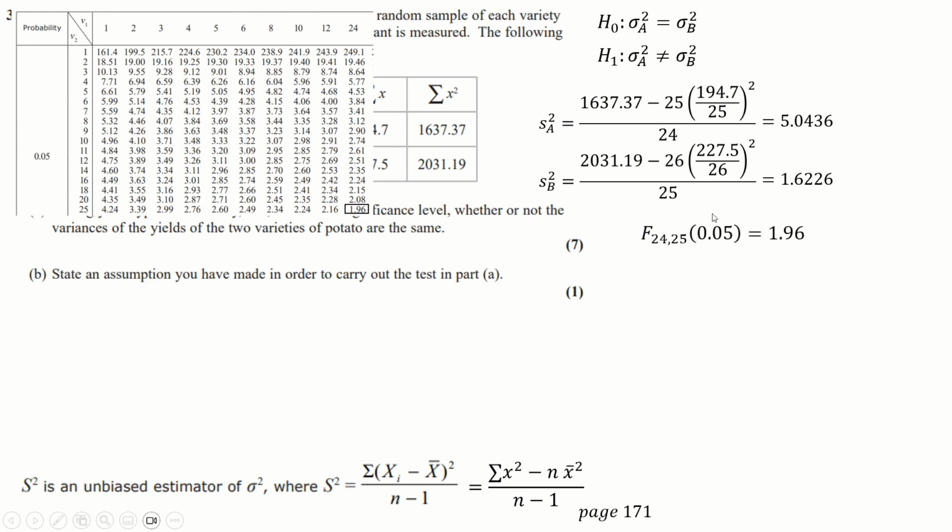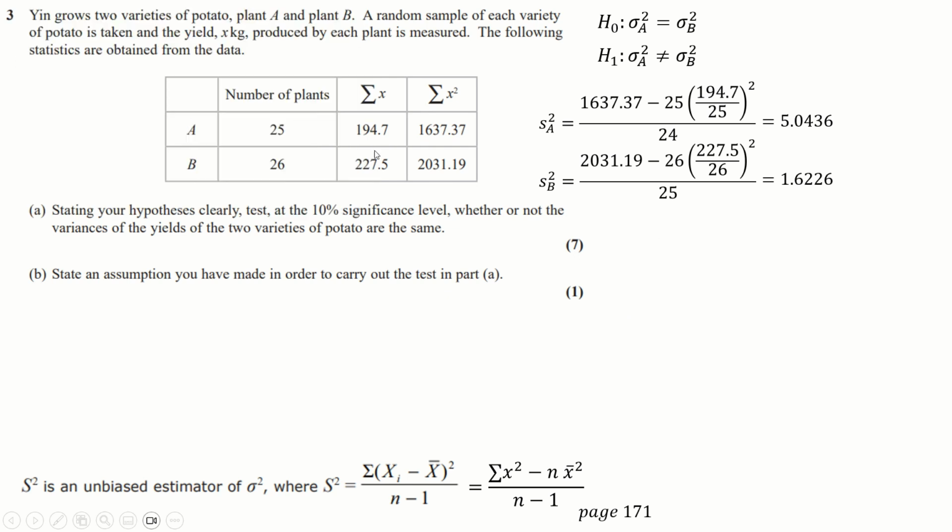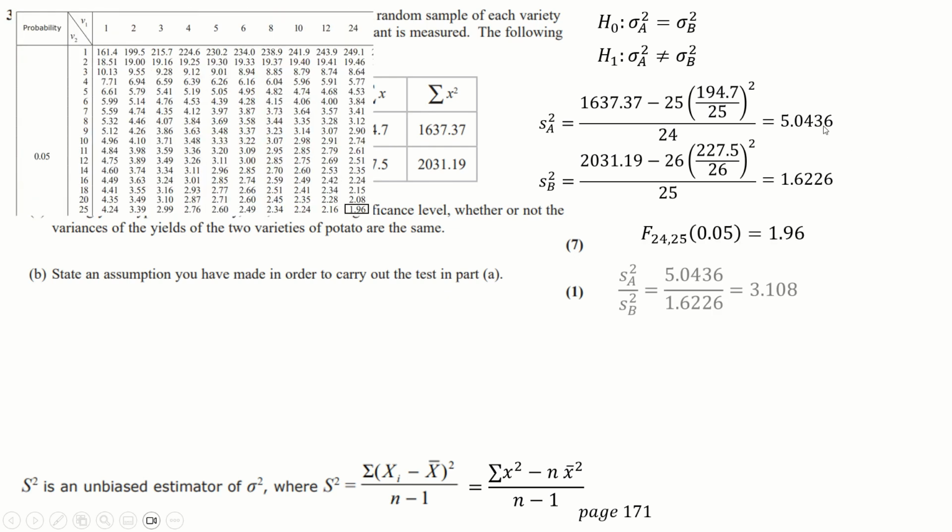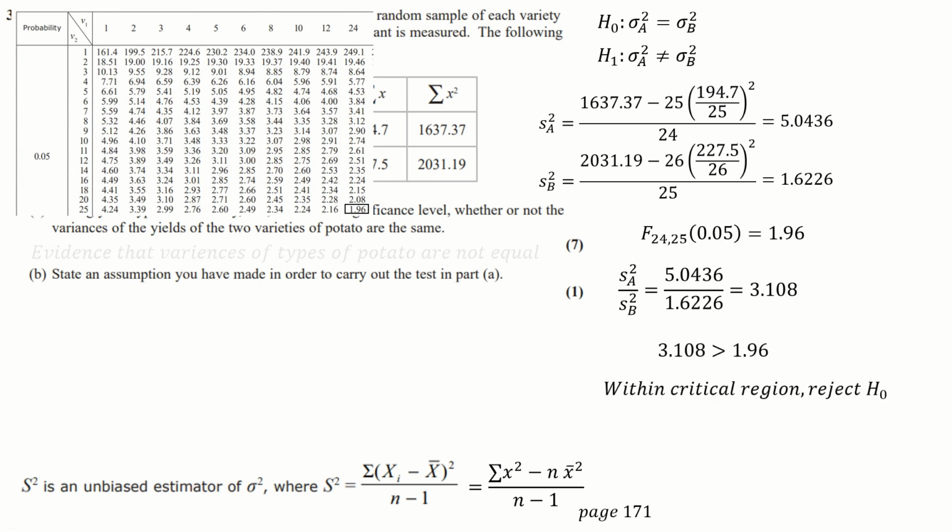And now when you do this, this is the one where you're doing SA squared over SB squared. This is the one that needs to go on the top of the fraction, where this 24 came from. And the 24 comes from A because that's 25 minus 1. So this one needs to go on top, and then this one needs to go on the bottom. We divide them through, we get this. And of course, this is significantly larger than the test statistic. And therefore, we're in the critical region, and we're going to reject H naught.